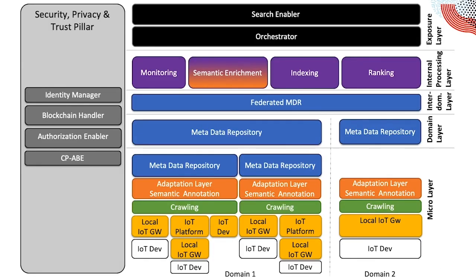With this slide, we finish this tutorial about the IoTCrawler architecture. We have covered all its layers, ranging from the micro layer to the exposure layer, describing their components as well as their functionality. We have also depicted both Southbound and Northbound API based on NGSILD for registration and querying.